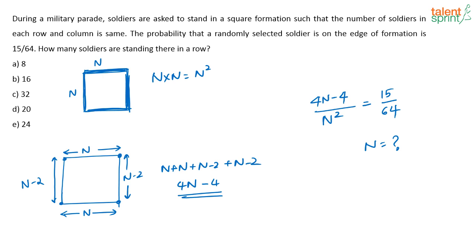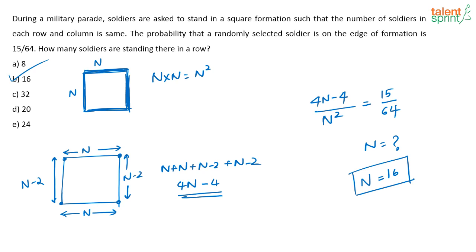Either you solve it completely, form a quadratic equation and then get the answer. Otherwise, just check with the options and see if you are able to arrive at the answer. I think the options would be an easier one. Otherwise, you can find the quadratic equation and solve for n also. So, when you solve, actually you will get the value of n as 16. That means that there are 16 soldiers in each row. You can cross check that.